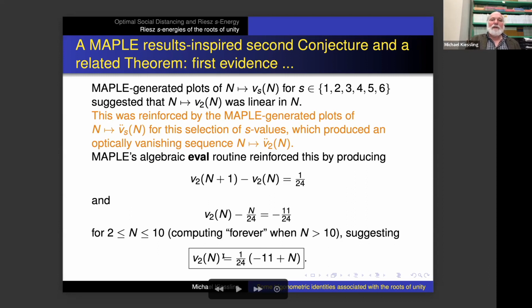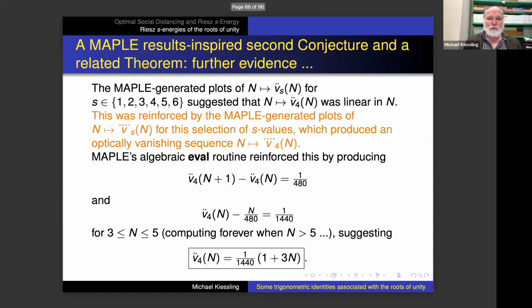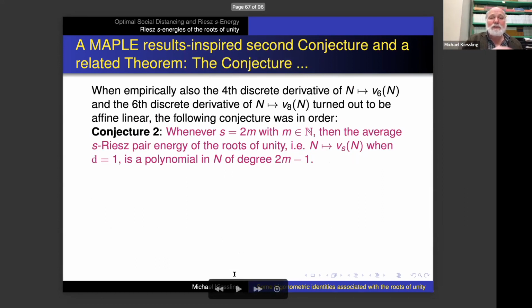Right? But of course, I had plotted also the second discrete derivative for various different S values, and it turned out that the second discrete derivative of V sub 4 looked pretty linear. So you take now the fourth discrete derivative of V sub 4, and it comes out smack on 0. Is there possibly a polynomial dependence going on, right? So here is that empirical evidence.